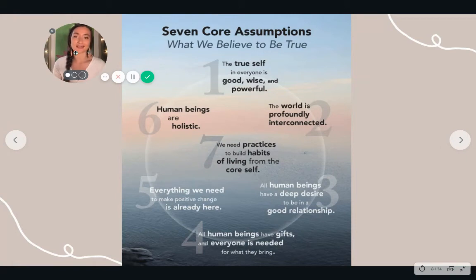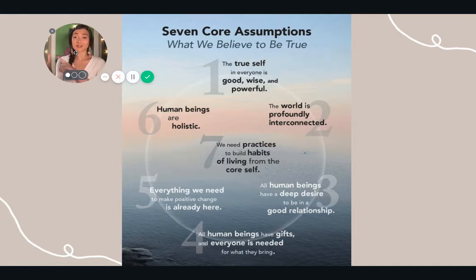Yeah. So the 7 core assumptions of what we believe to be true, and these really come from indigenous practices. If you just say them out loud with me, I think this helps us get it in our bones a little bit. So I'll go slow. Ready? Okay. Number 1, the true self in everyone is good, wise, and powerful.